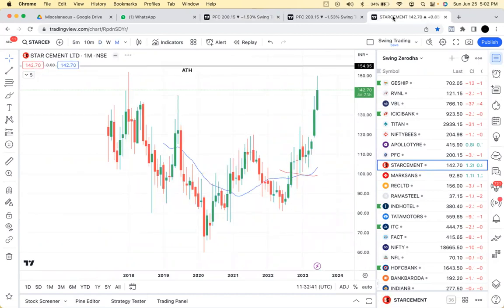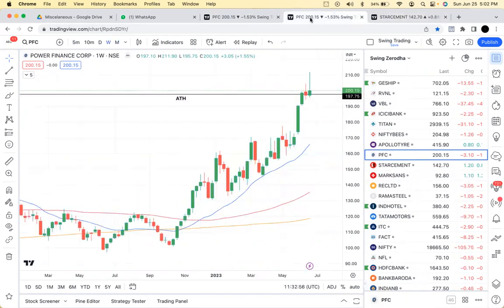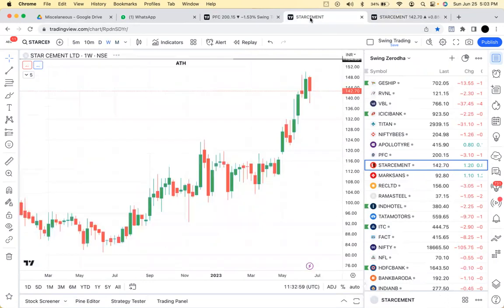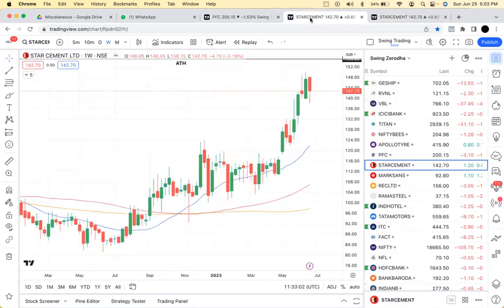Now we'll go look at our Star Cement, okay? Also has not been listed that long. It's been sideways, attempting to break through. Look at that, attempting to break through the all-time high. But the weekly pattern there is somewhat weak, but it's there. And I'm holding on right there. I'm keeping it on my watch list.